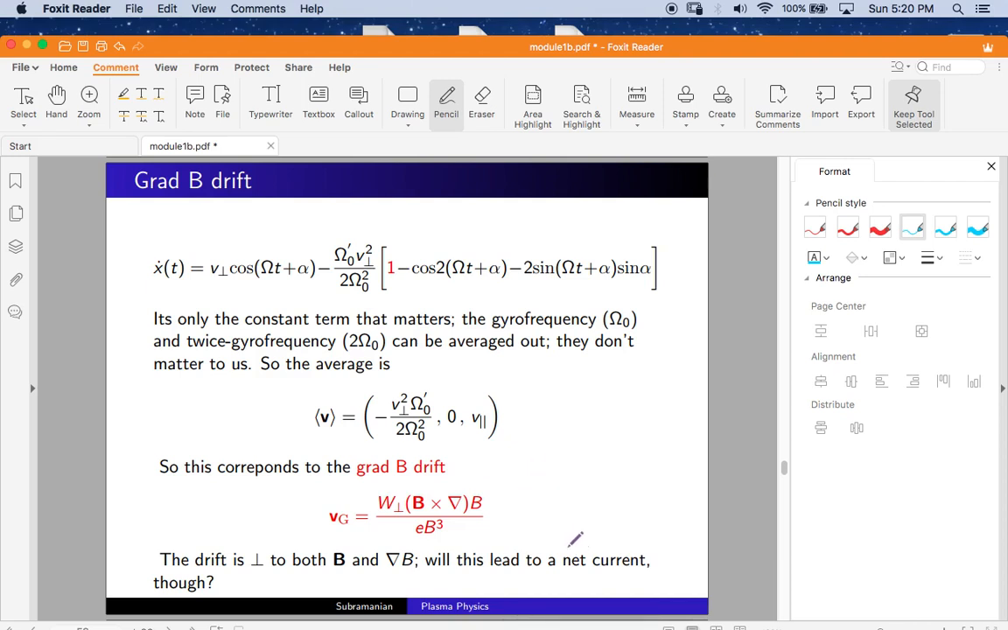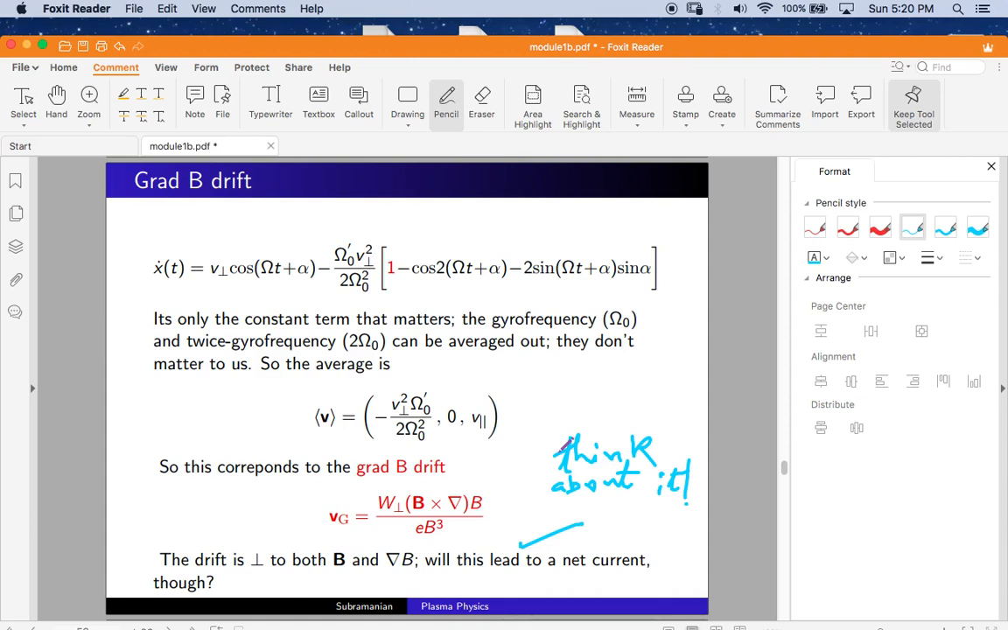Think about this. Will this lead to a net current though? And there's a reason. Remember when we were talking about the E cross B drift or the grad B drift, in all these cases, we keep bothering about whether this kind of drift will lead to a net current. You see, there's a reason. I don't think in this class we will ever reach the level where we start talking about plasma instabilities and so on and so forth.